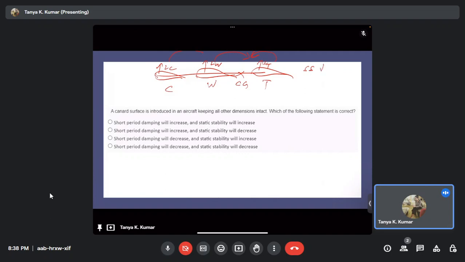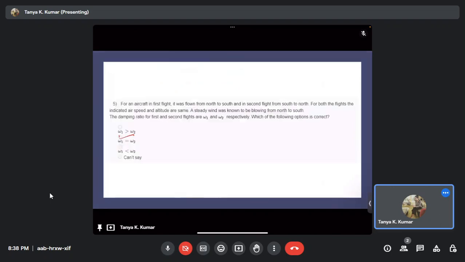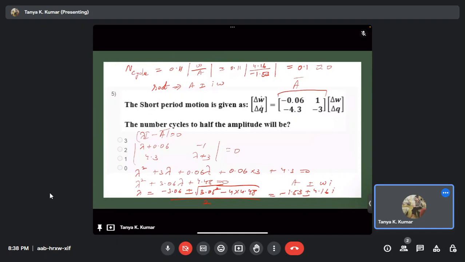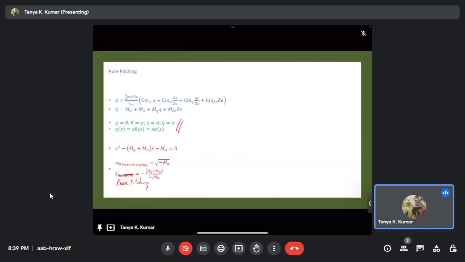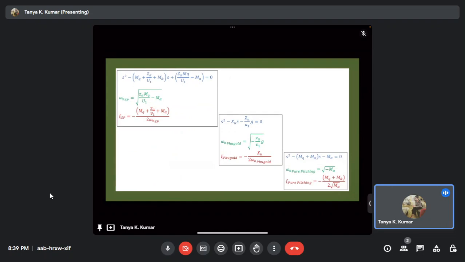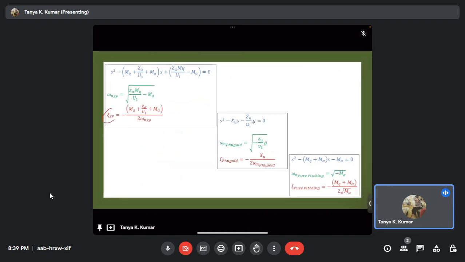What about short period damping? Will it increase or decrease? Again, look at the equations. Look at the equation for short period damping and tell me if this increases or decreases with the introduction of a canard surface.